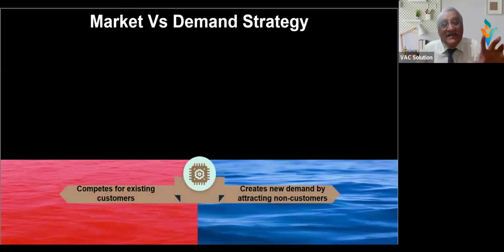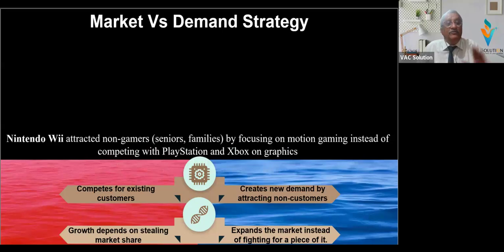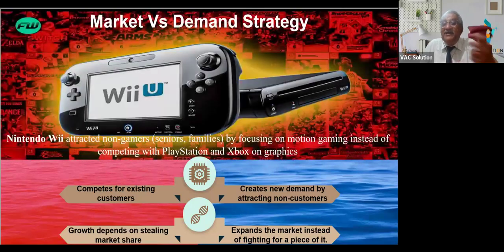Then market versus demand strategy. Competing for existing customers is the demand strategy. Blue ocean creates a new demand by attracting non-customers, totally non-customers, means people who are not involved in the market currently. Growth depends upon stealing market share, whereas blue ocean strategy expands the market instead of fighting for a piece of it. Nintendo Wii attracted non-gamers. It was at the time when Xbox and PlayStation were ruling the roost. Nintendo came in by focusing on motion gaming instead of competing with PlayStation and Xbox, thereby bringing in family.